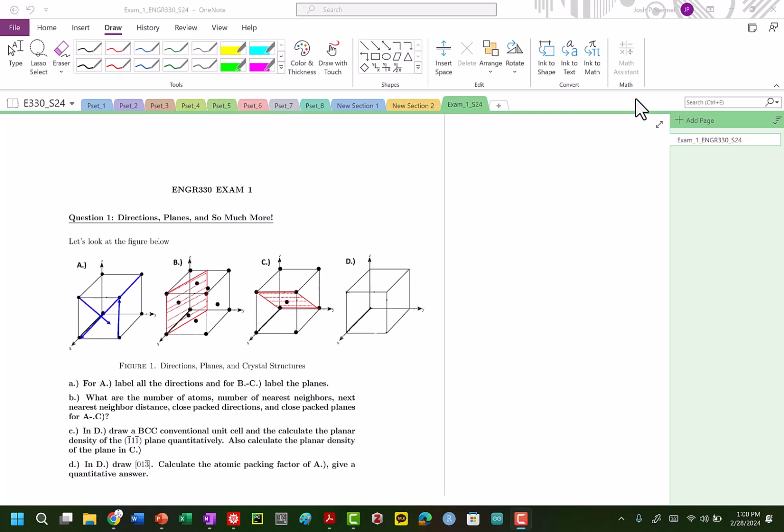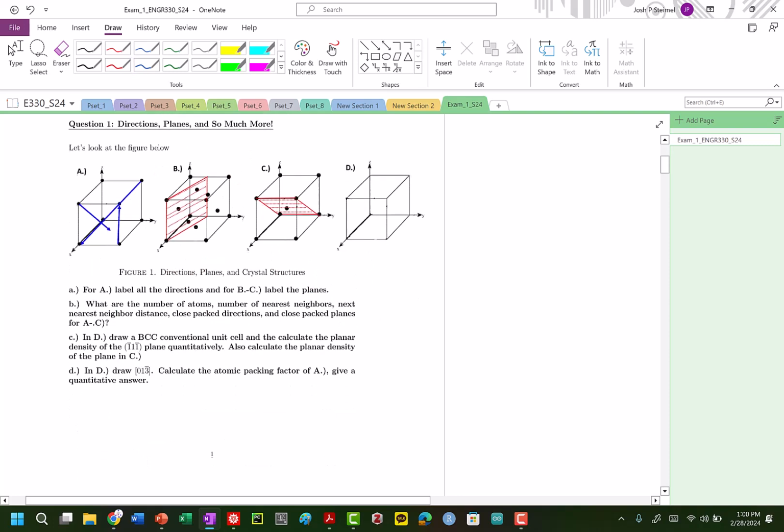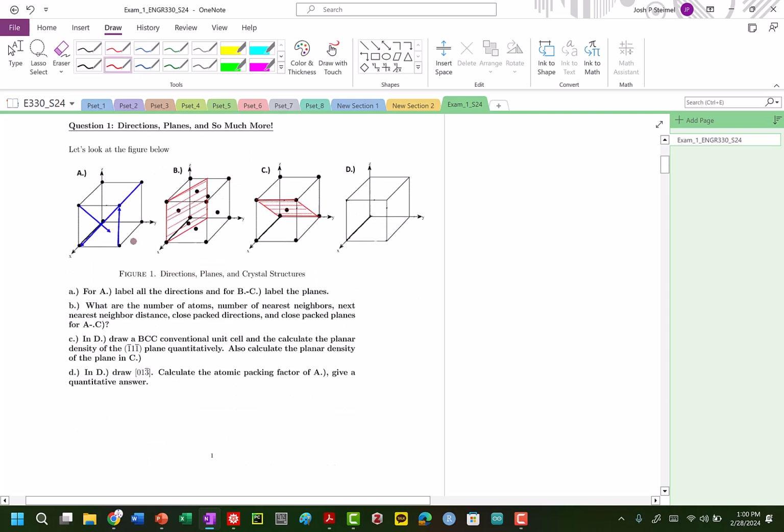All right, let's get at exam one, problem one. So let's define the directions here. I'm going to call this 1, this 2, and this 3. So for 3, we have our finish minus our start. Our finish is where? It's at 1/2, 1/2, 0.